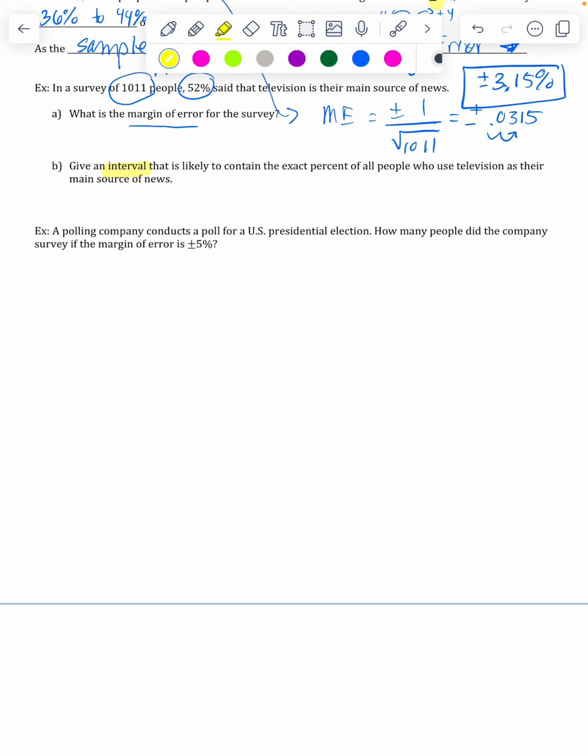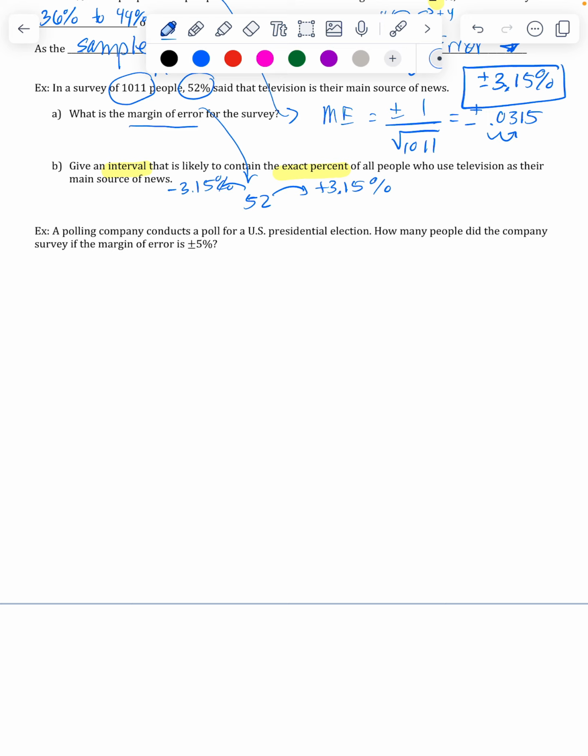Give the interval that's likely to contain the exact percent, because we didn't ask everybody. So it's somewhere around the 52% that they got, but our margin of error suggests that it could be 3.15 higher, or it could be 3.15% lower.